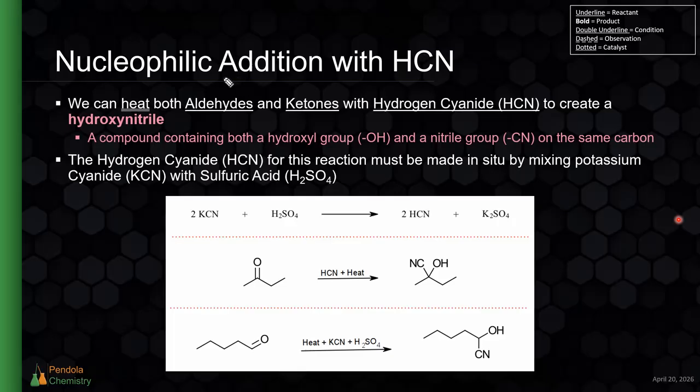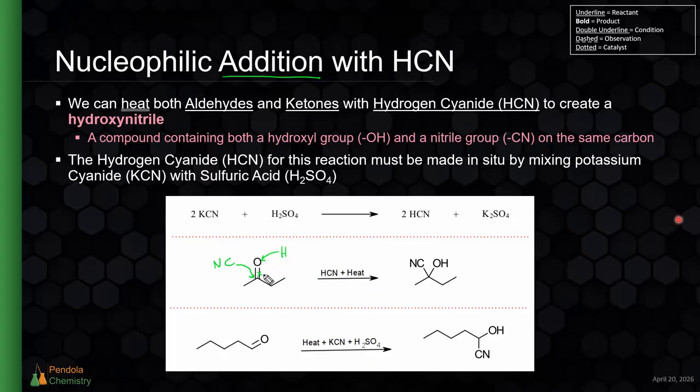The addition part comes from the fact that we are breaking a double bond and adding both a cyanide, HCN, to the carbon side of the double bond and a hydrogen to the oxygen side. Remember, in addition reactions, we break a pi bond like we did in the alkene addition reaction, and something's added to both sides of the pi bond.